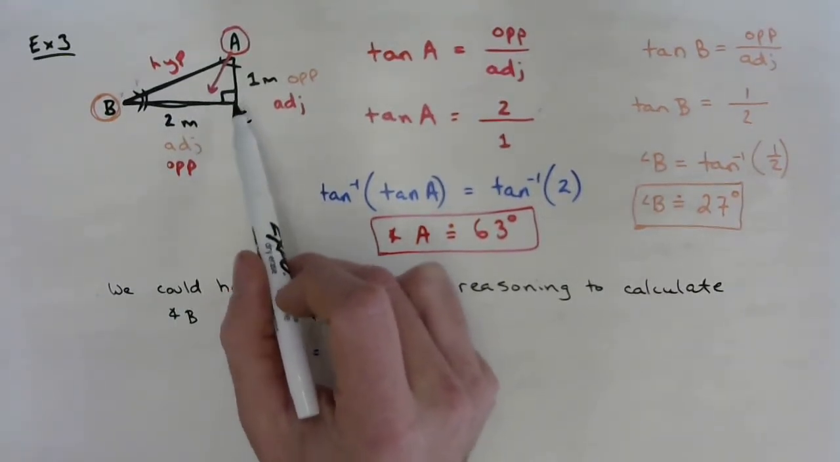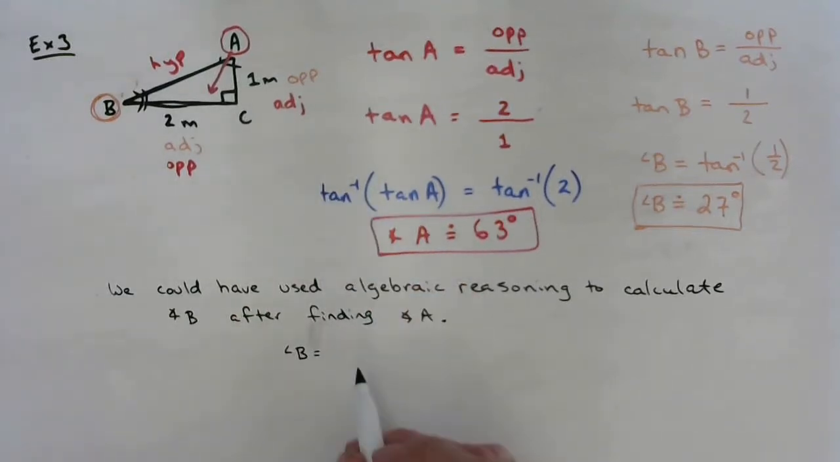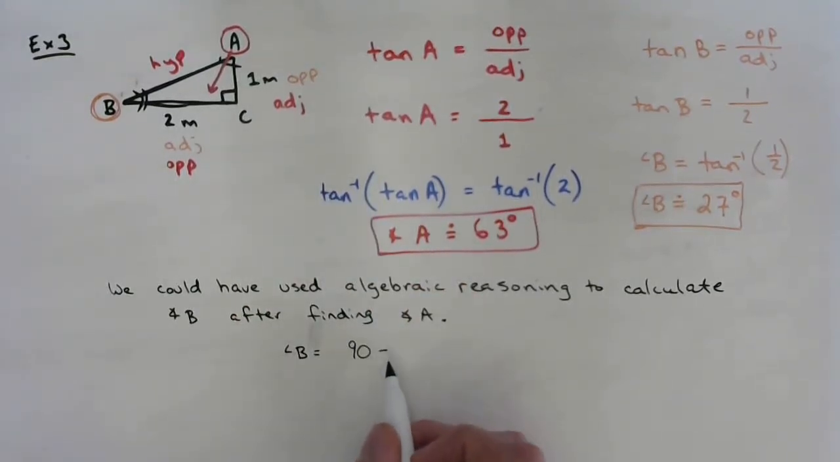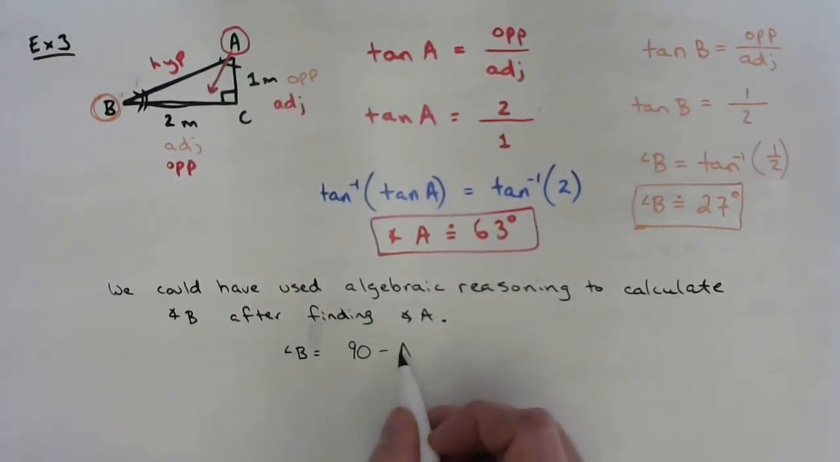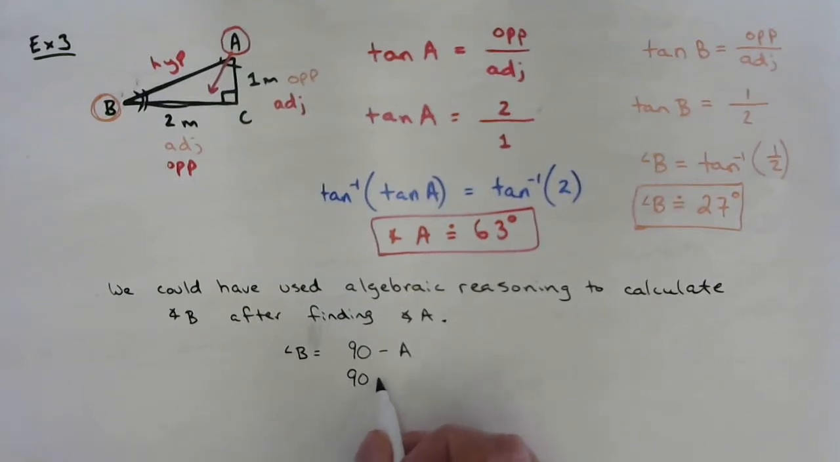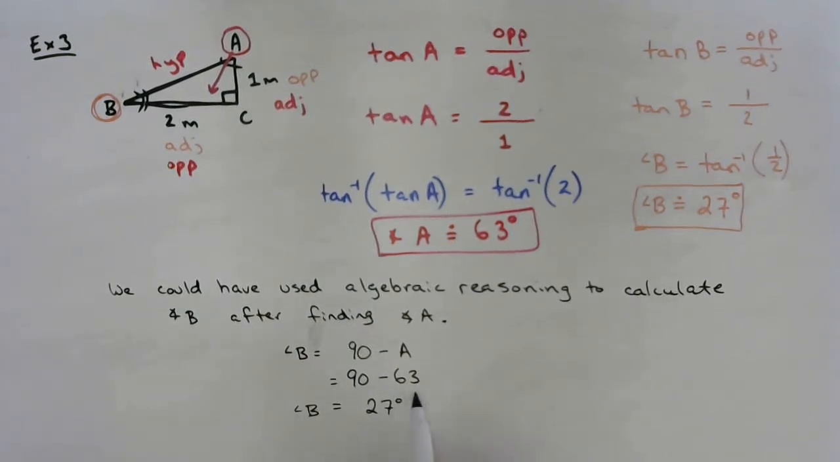But I don't need to worry. I can just take off 90 right away. And I can say B is 90 minus A. 90 minus 63 is 27 degrees. Okay? When you're doing your math work, you don't need to write the degree sign in everywhere, but please do make sure that it's in your final answer.